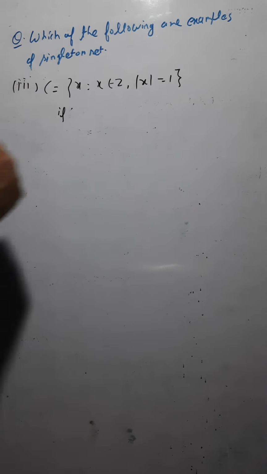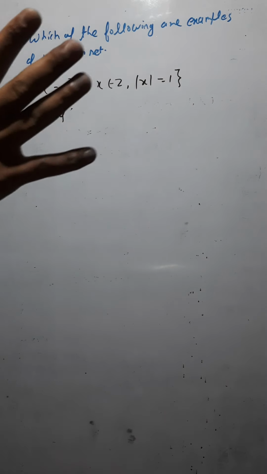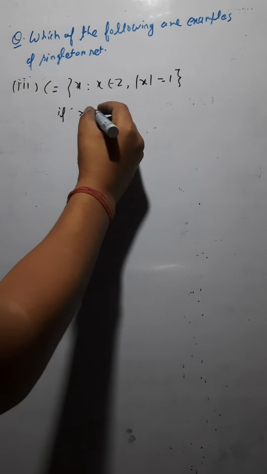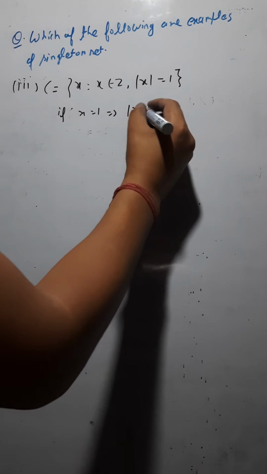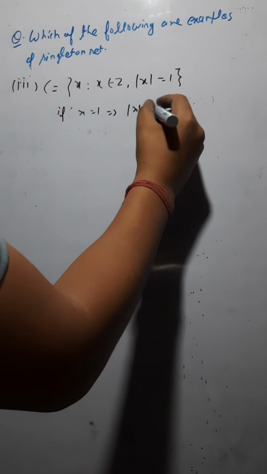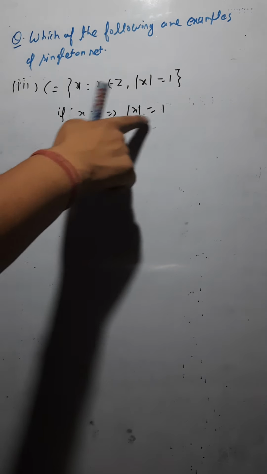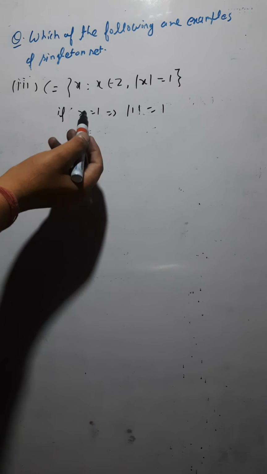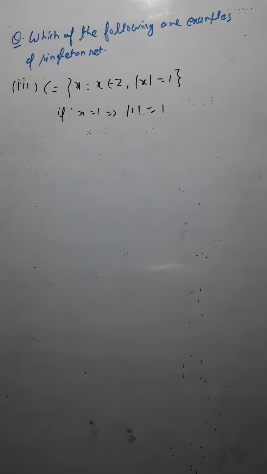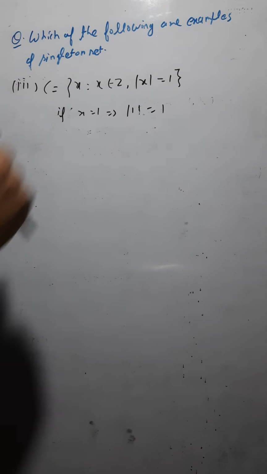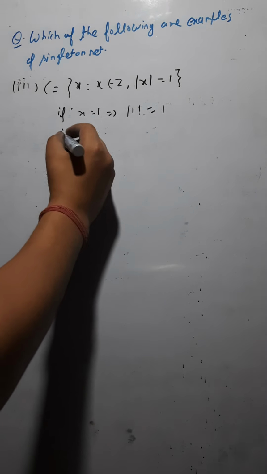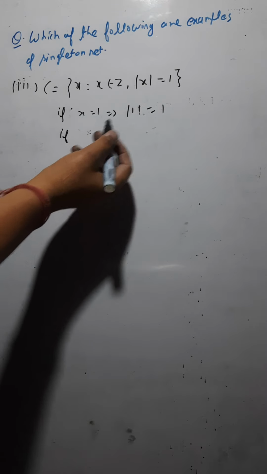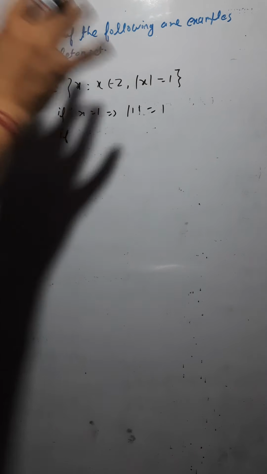If x is 0, is the modulus of 0 equal to 1? No, cannot be. If x is 1, it implies modulus of x is also 1. Yes, modulus of 1 is 1. It implies that 1 is an element in this set, because modulus of 1 is 1. Now you cannot take 2 because modulus of 2 is 2, so 2 is not an element here.